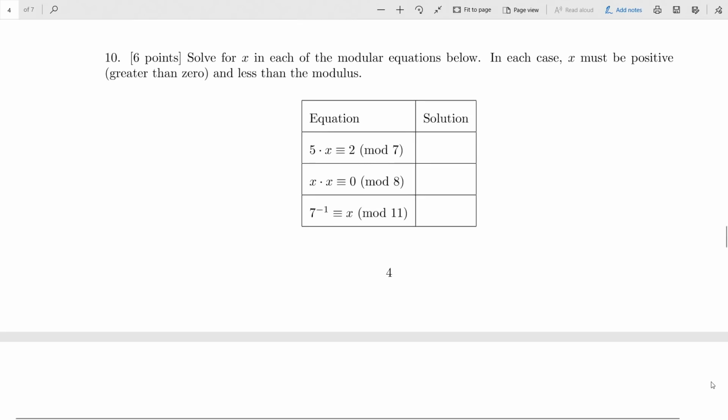Modular equations. All right. So what can we multiply 5 by to get 2? I'm working mod 7. So I just start thinking about 7, 14, 21, 28. 28 is 2 less than 30. 5 times 6 is 30. So I say 6. Is that right?